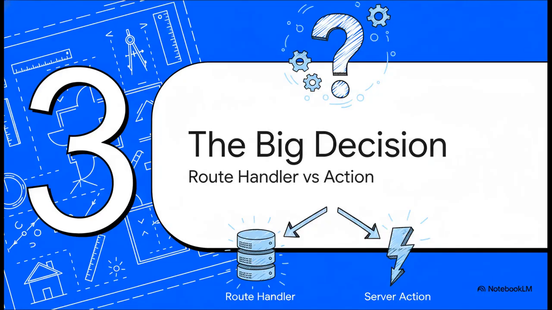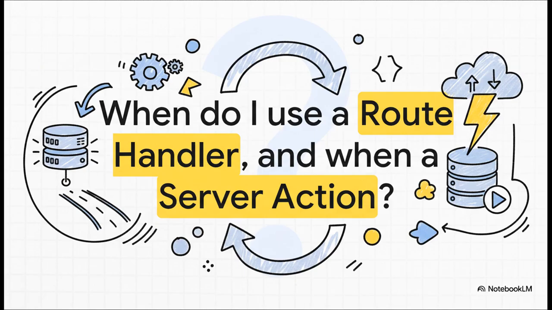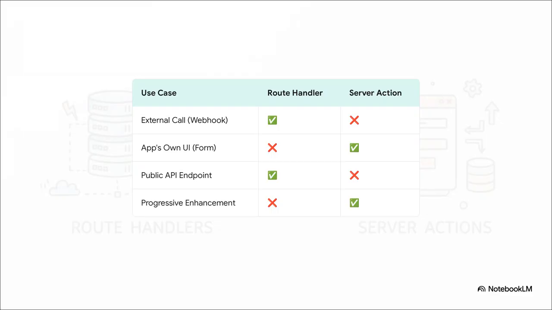Okay, this all brings us to the central question, right? The big architectural decision that every Next.js dev has to make when they're building out a new feature. When do I use a route handler, and when should I be using its newer, flashier sibling, the server action? This is, without a doubt, one of the most common points of confusion out there, but you know what? The answer is actually pretty simple once you see it. So let's break it down.